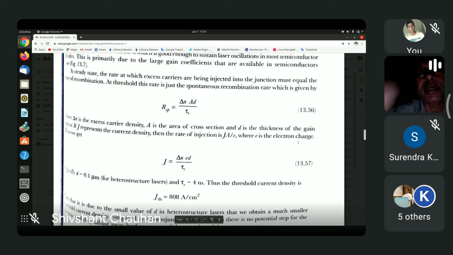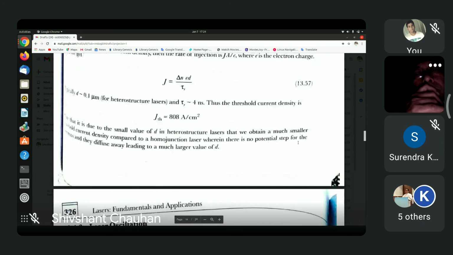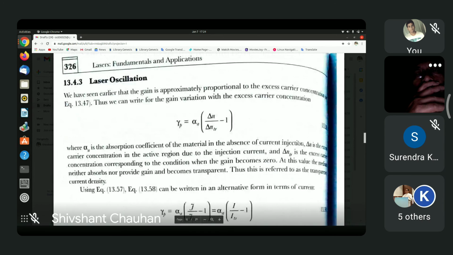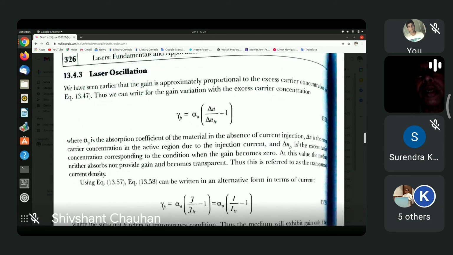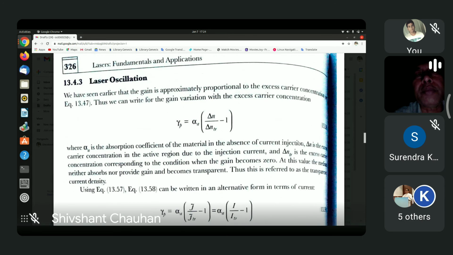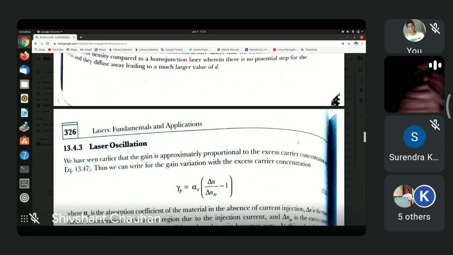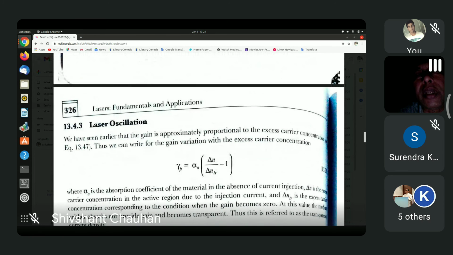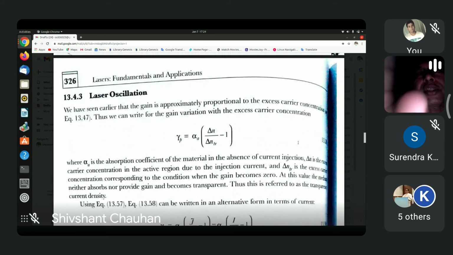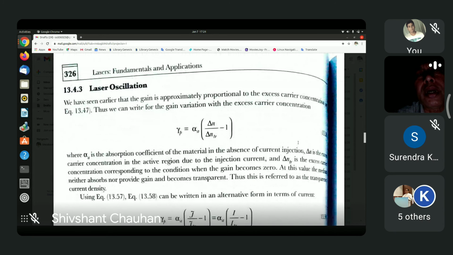If you move downwards, scroll down. So here is the expression for the gain, and the gain is given by this expression alpha, I can't see, it is too small. Yeah, it is alpha into delta n by delta nr minus 1. So when the energy, just don't scroll down, leave it there.